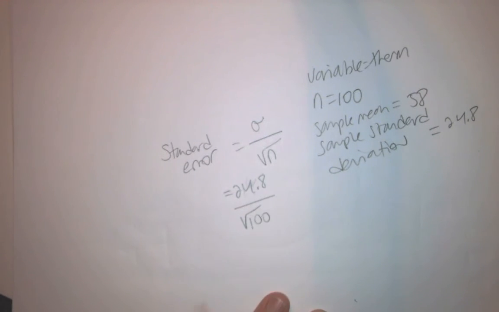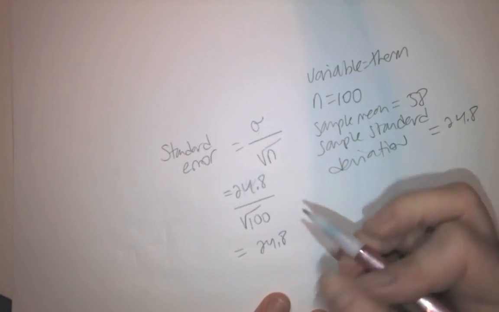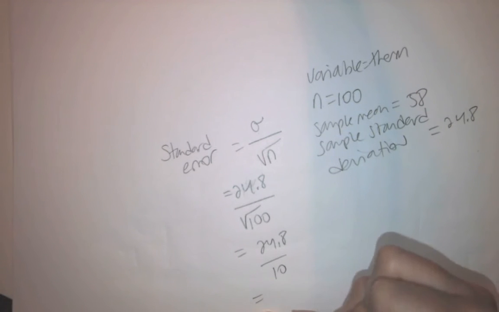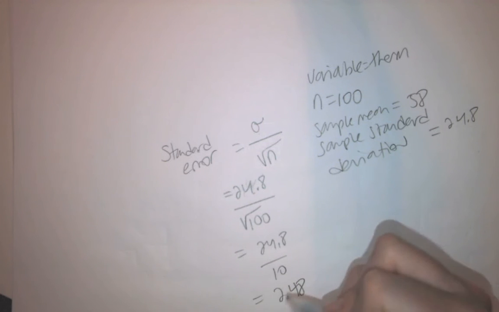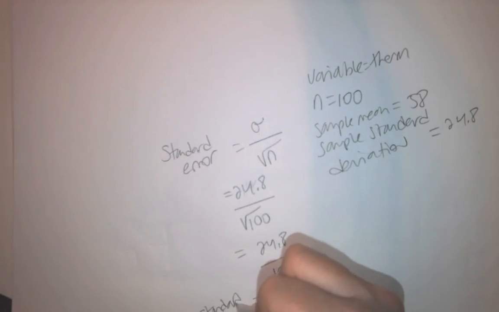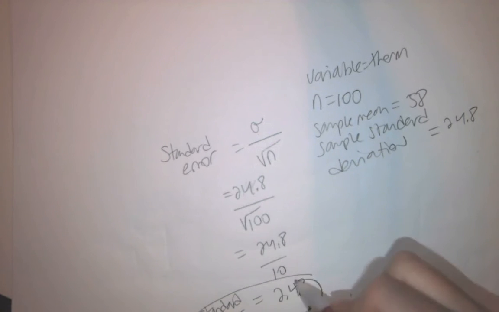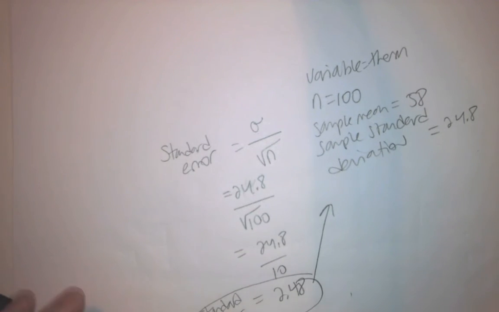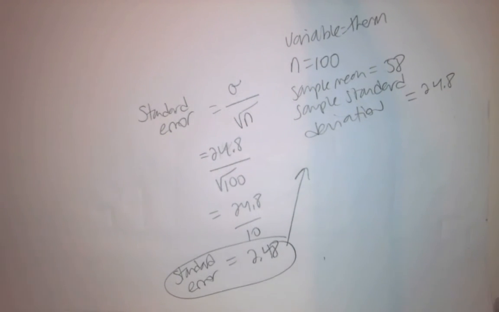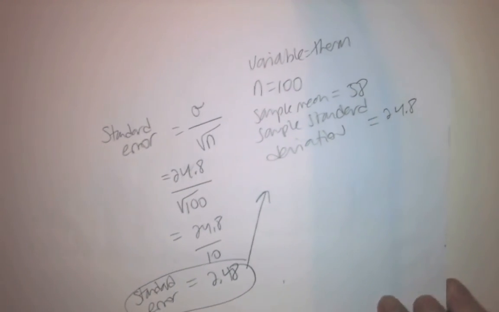So standard error equals your sample standard deviation over square root of n. In this case, it's 24.8 over square root of 100 equals 24.8 over 10 equals 2.48. So our standard error equals 2.48. How do I connect it back up to this example? I know now that my standard error of this thermometer rating is 2.48, so I can use that to tell me something about the noise for this thermometer rating.